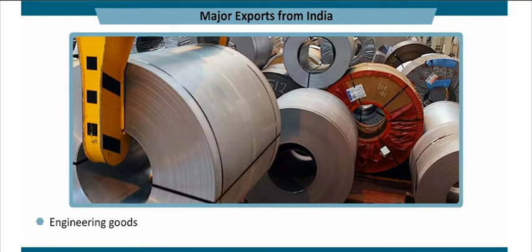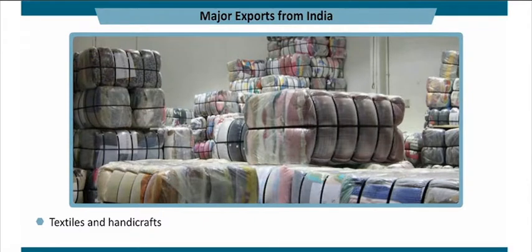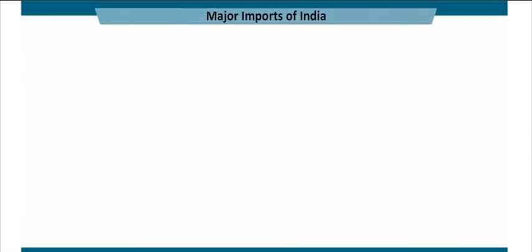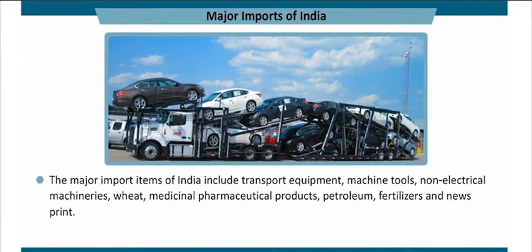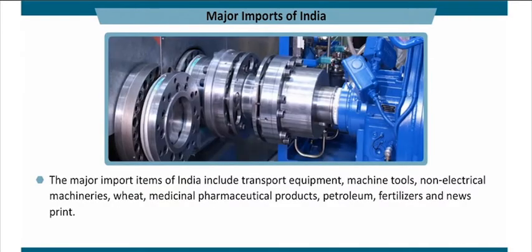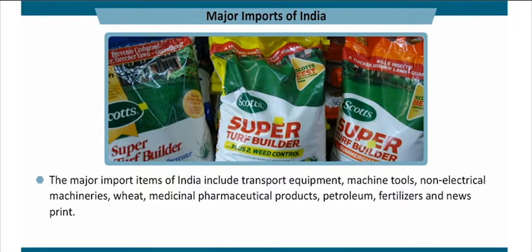Engineering goods like machinery, iron and steel, electronic goods, computer software. Textiles and handicrafts include ready-made garments, cotton, yarn and zari goods. Major imports of India. The major import items of India include transport equipment, machine tools, non-electrical machineries, wheat, medicinal pharmaceutical products, petroleum, fertilizers and newsprint.